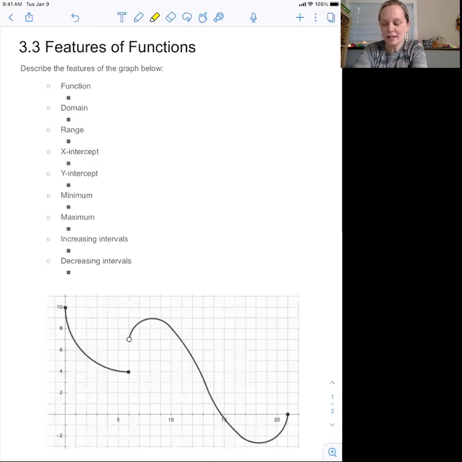Hey, AGS1, here is one more example if you would like some extra explanation and some extra help on how to find different features of a function. So we're going to be going through all of these different features using the graph that you see here.